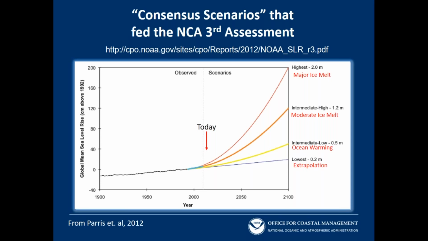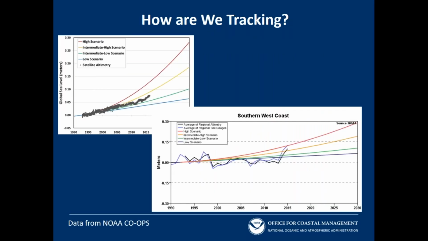Anyway, the intermediate low was based on only ocean warming. Intermediate high was based on a moderate amount of ice melt, and then major ice melt, 2 meters, was the highest scenario. So there are 4 scenarios, but none of them were more likely than another. If you read that report, they didn't call it any kind of probabilities back then.